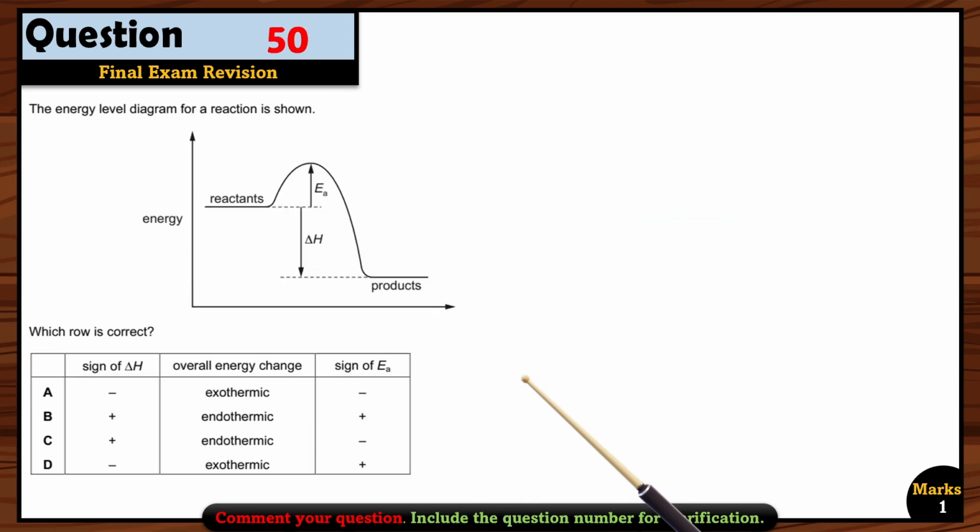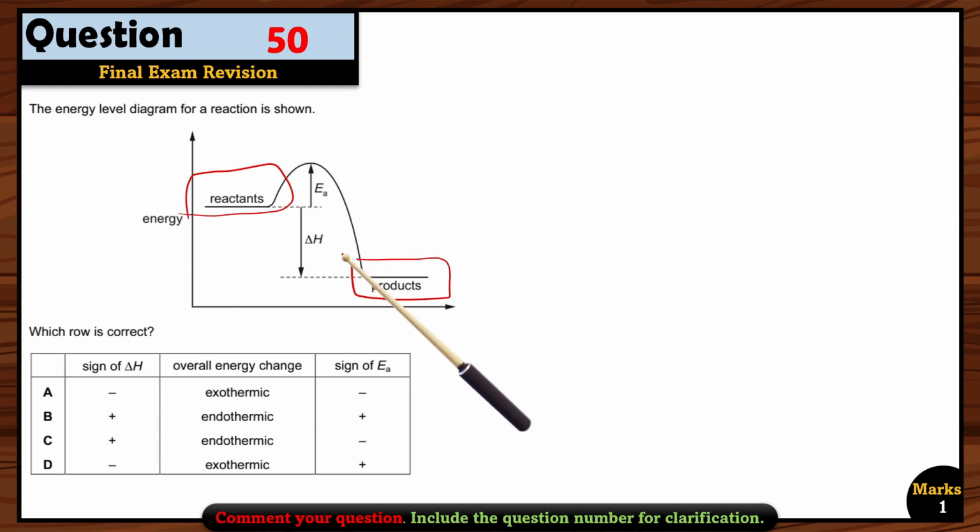Let's see another example of the question and see which diagram this is. The energy level diagram for a reaction is shown. Which row is correct? Now if you see, your reactants are at the top and the products are at the bottom. So this reaction is actually exothermic, because all the heat is given out. Now your products are at lower energy level. So first of all, we have to find where exothermic is written. Yes, this one is exothermic. A or D option can be right.